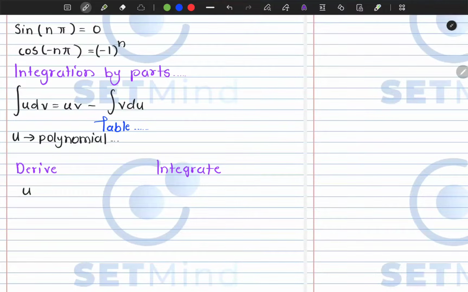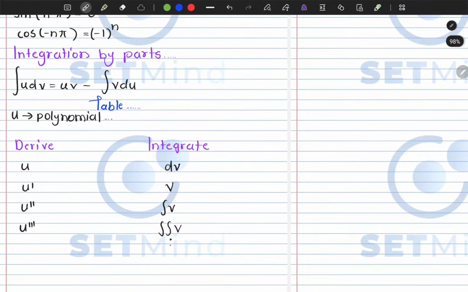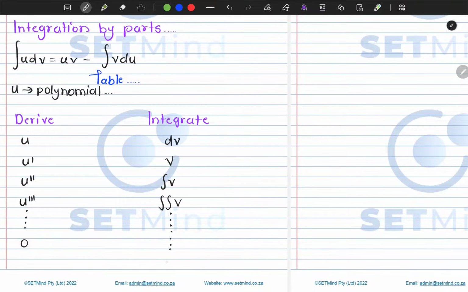So you'll have your u here, and then you'll have your dv. And then you start doing your derivative. So you derive once, meaning you integrate there. Then you derive twice, meaning now you have the integral there, and you derive 3 times. Now you have the second integral on v, and this carries on and on up until you eventually get to have a 0. Then you would be having whatever the nth integral of v would be.